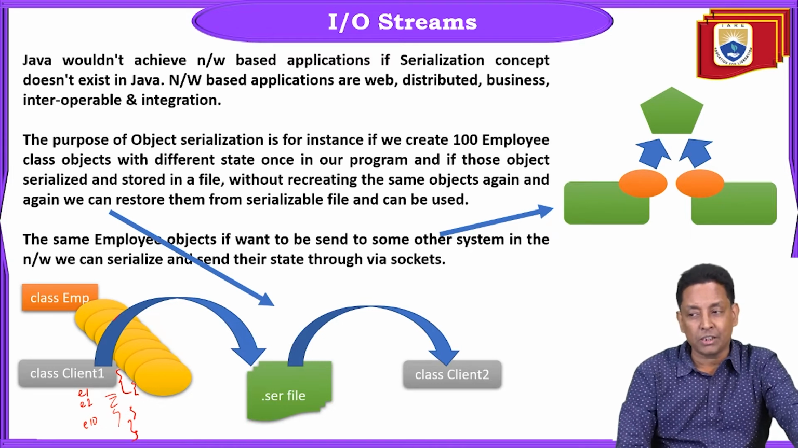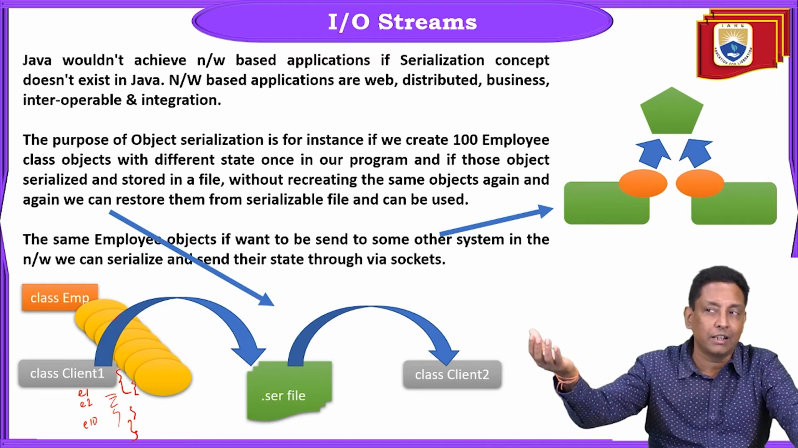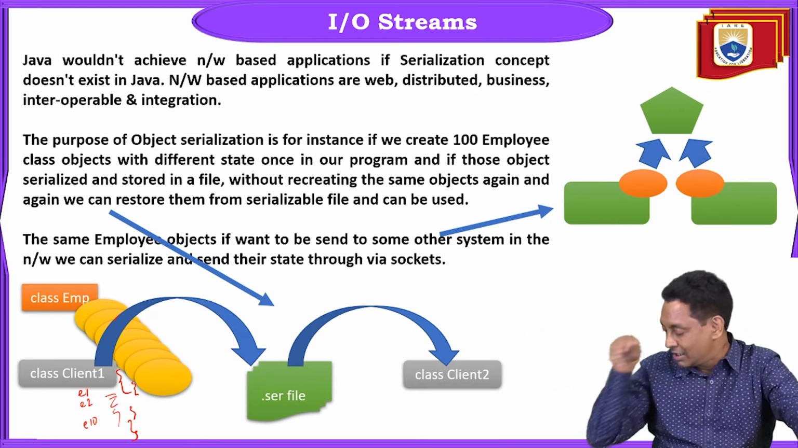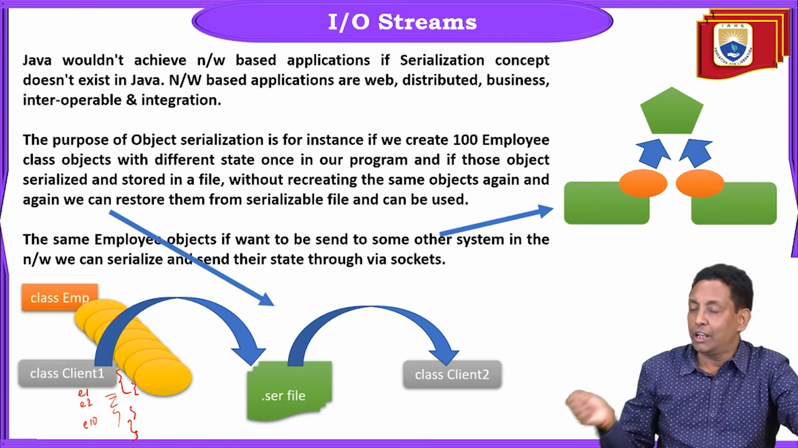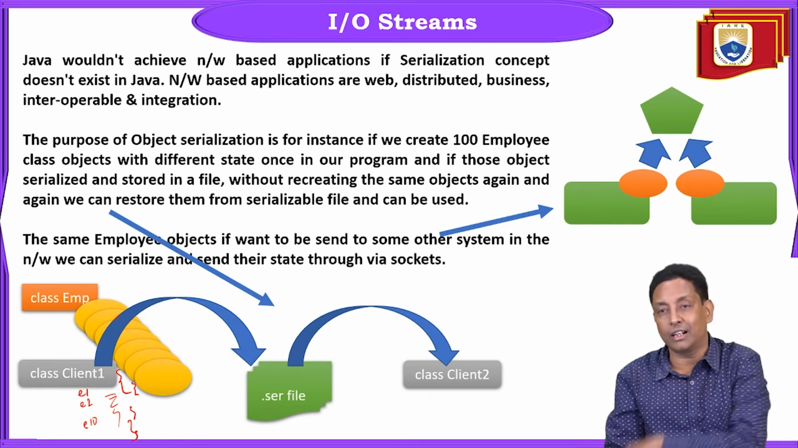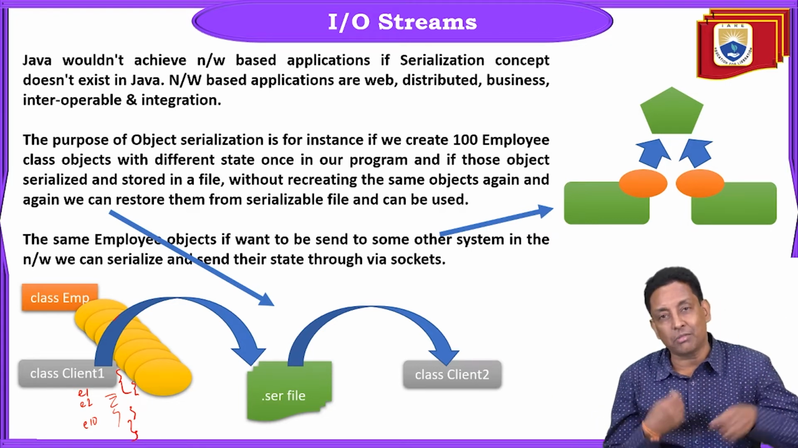So every time, instead of accessing the employee data from the database, the first time you access the employee data from the master database once, store it into employee objects, and write it into the hard disk. Daily you read the employee objects from the hard disk, all 100 employee objects, mark their attendance, and write them again. Read tomorrow, make some changes, mark the attendance, write again.